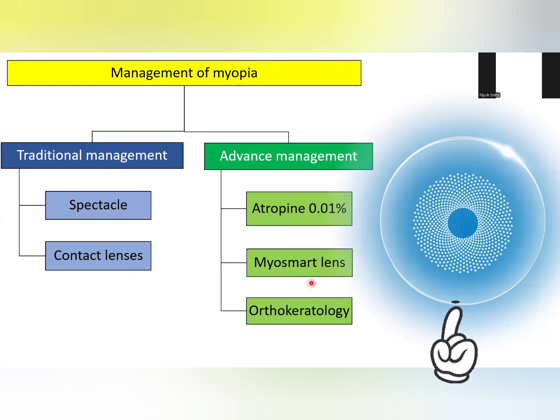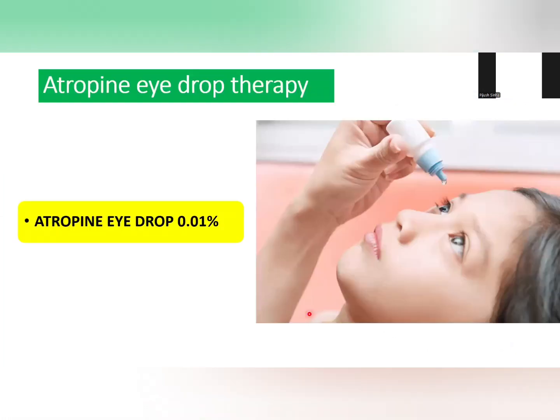Okay. So in this presentation, I will only cover this atropine 0.01% eye drop myopia management. In the next presentation, I will cover myopia smart lenses, and then I will cover the orthokeratology things. Okay. So let's continue. So here, this is the atropine eye drop therapy.